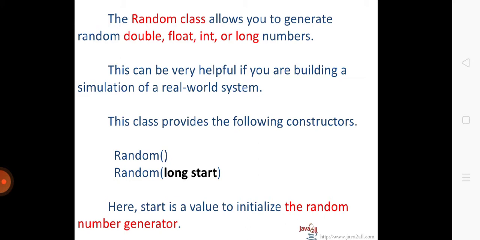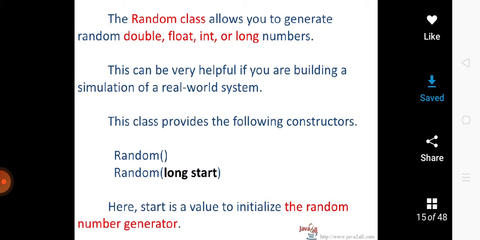Okay, this class provides the following constructors. There are two types of constructor in this class: random with no argument and random with long seed. So these are the two constructors. You can create your random class objects by using these two constructors of the class. Here you will have a long seed, which is the initialization of your random value, the point from where you are going to start your random value.